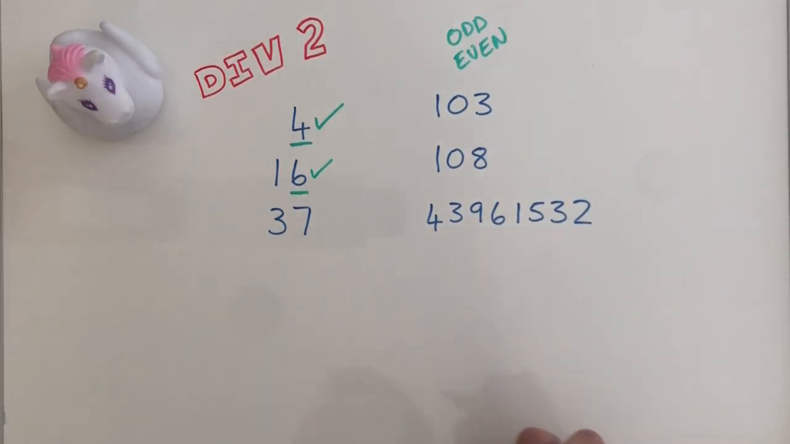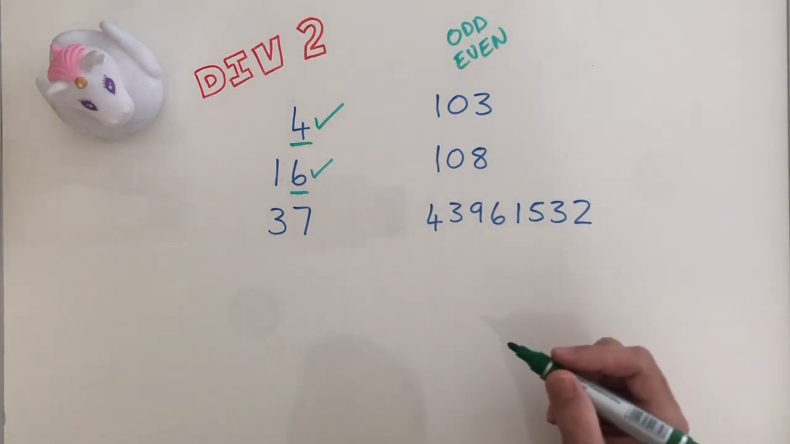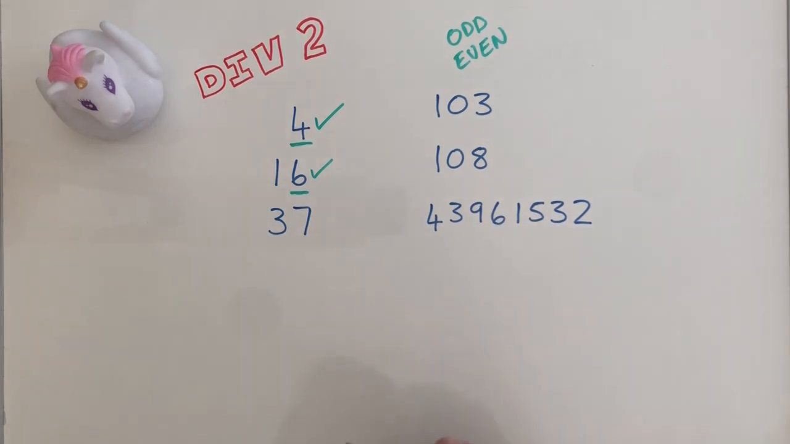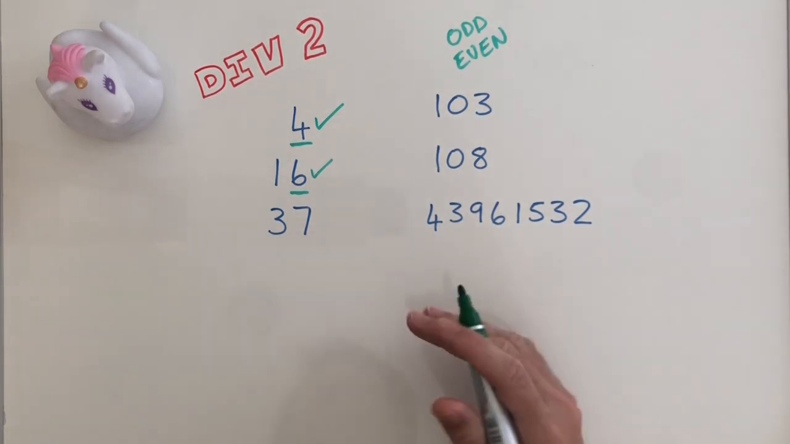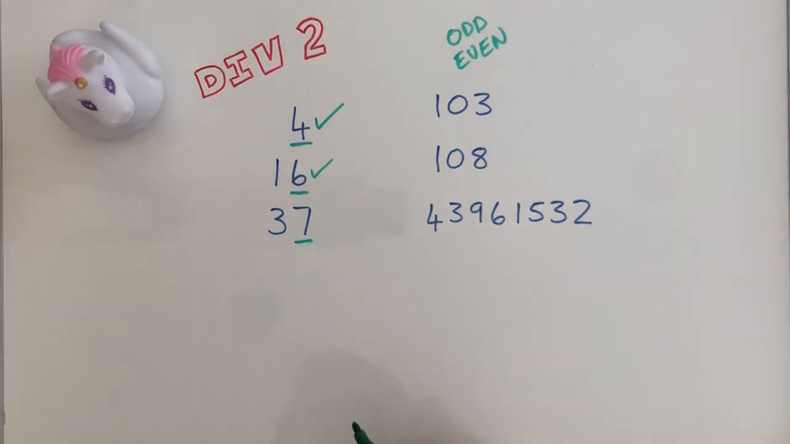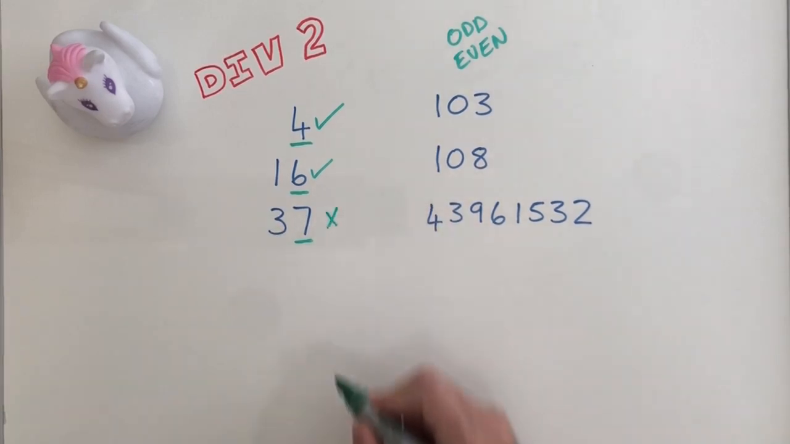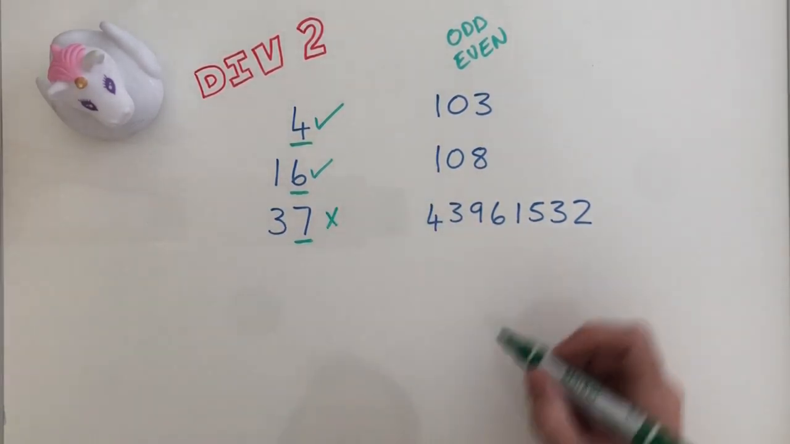37, obviously we can divide it by 2, but then we're going to have like 0.5, and that's not what the test is about. The test is where the 2 will go into the number without any remainder. So I just look at the unit number, and in this case it's a 7, which tells me it's an odd number, so it will not be divisible by 2.